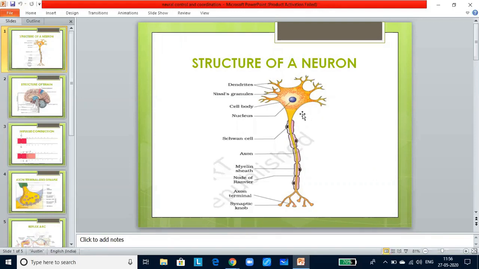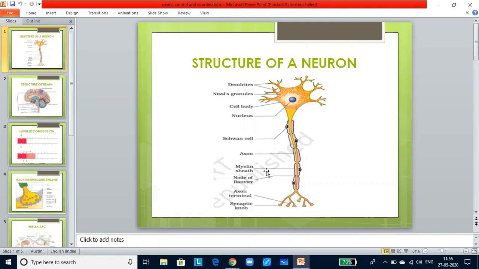Neurons are bundled together to form nerves. Nerves connect nerve centers to specific organs. Nerves can be insulated or non-insulated. The insulated nerves have coating of a myelin sheath. So here you find a myelin sheath and this is an insulated neuron.